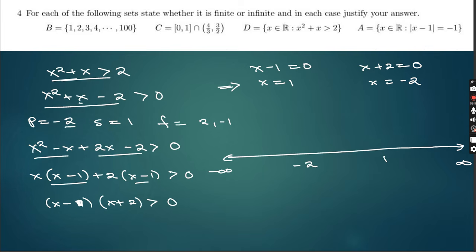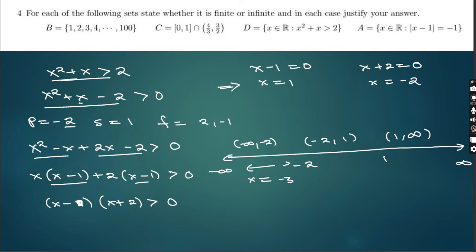The first interval is running from -infinity all the way to -2, and the second interval is running from -2 up to 1, and our third interval is running from 1 all the way up to +infinity. So what we are going to do, guys, is choose a number within each interval. For the first interval, between -infinity and -2, I can take -3 there.